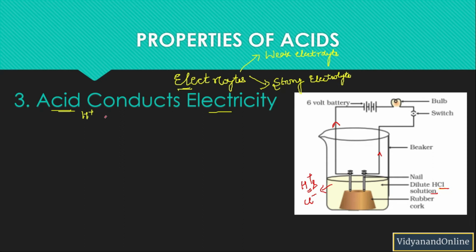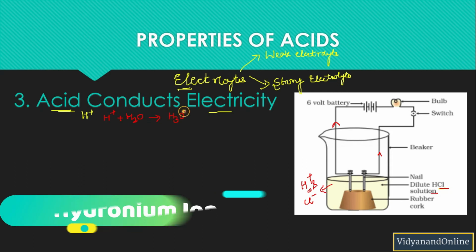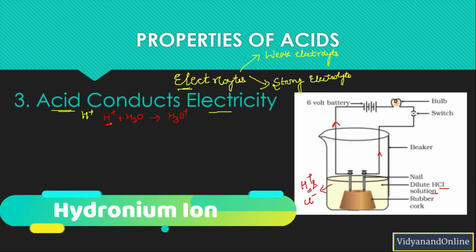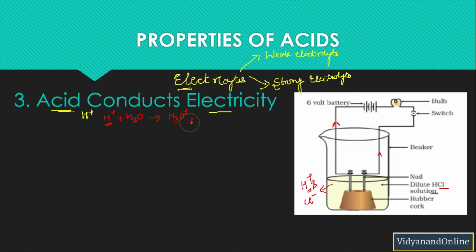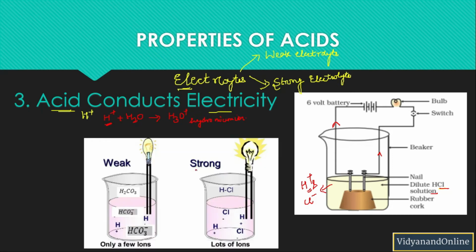Now one thing more, that these H plus ions combine with a polar water molecule in order to form hydronium ion. So basically H plus ion is not a stable ion, and that is why it combines with the water in order to form the hydronium ion. Now let us see what will happen if we have a strong acid as an electrolyte and a weak acid as an electrolyte. So here we have taken the HCl as a strong electrolyte.